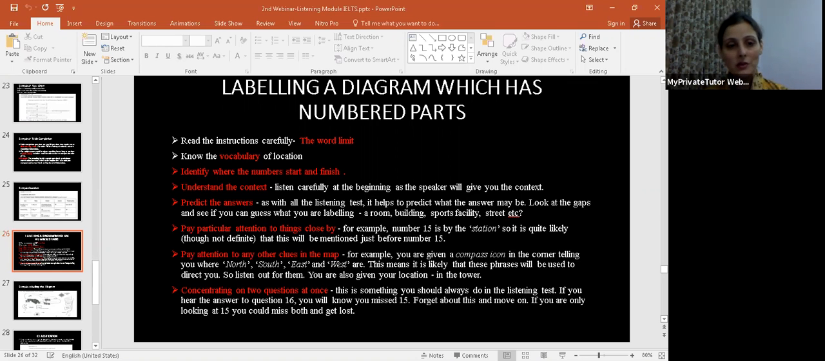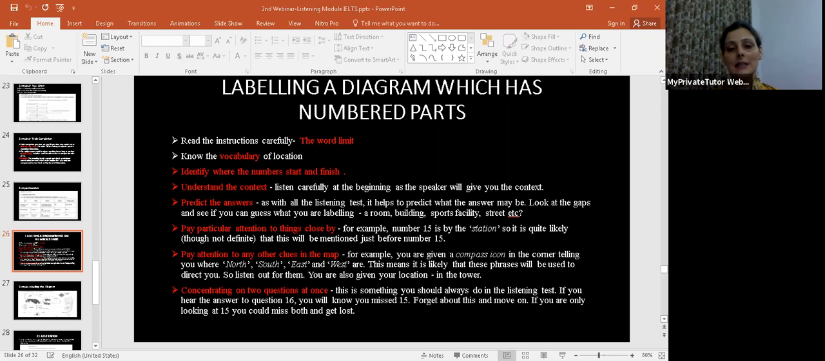Vocabulary of location, and start and finish. There's going to be a description of where you are standing. There's a building, and there's going to be a description about that. You are standing on the north of this building, something like that. You have to understand which is the starting point and the finishing point. Understand the context. Listen carefully at the beginning, and the speaker will give you all the context. The description is all in your audio, so you have to be very careful.